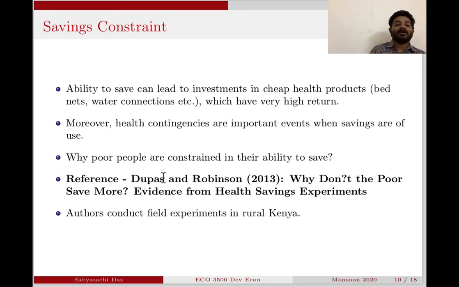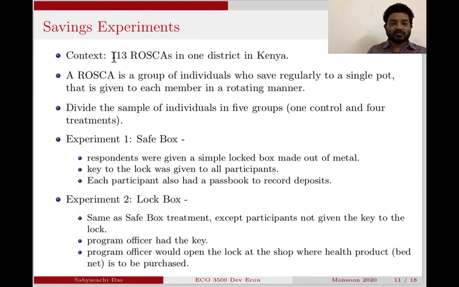And so this paper by Dupas and Robinson in 2013, they're asking why poor people are constrained in their ability to save, by conducting some kind of savings experiment in Kenya. So what they do is conduct experiments in rural Kenya using these savings collectives. Basically they go to one rural district in Kenya, and they work with these 113 savings collectives.